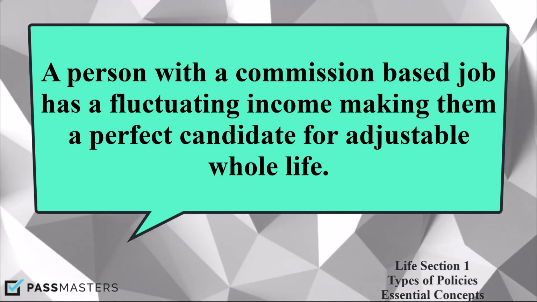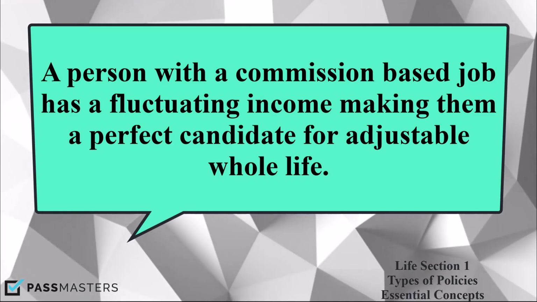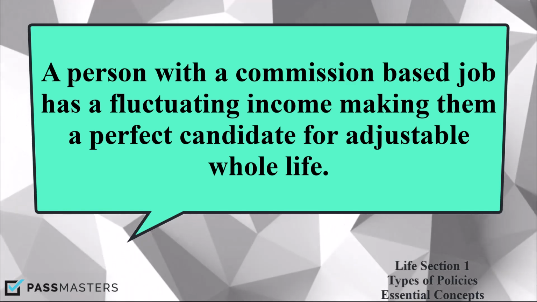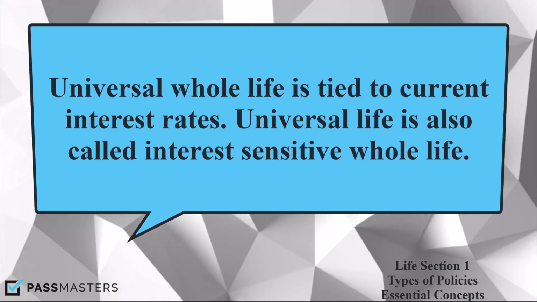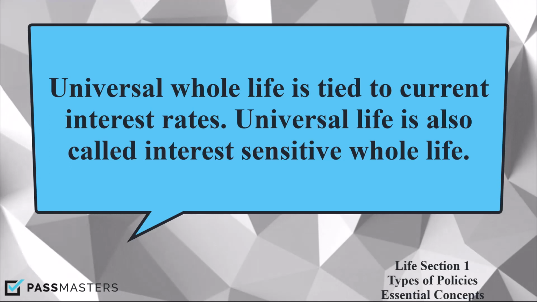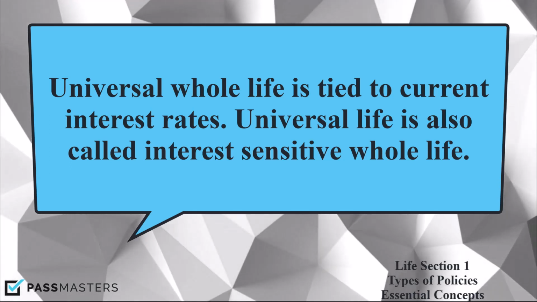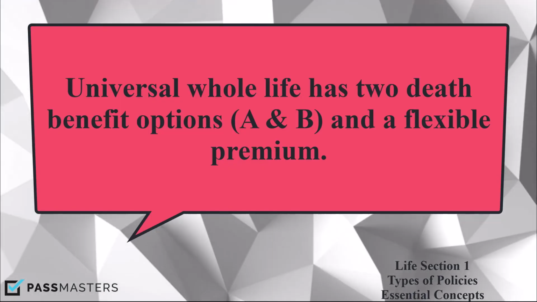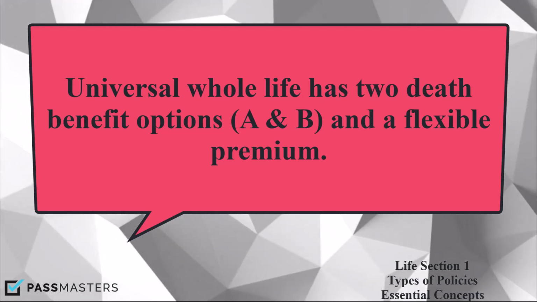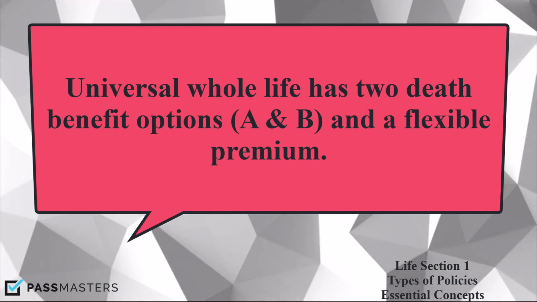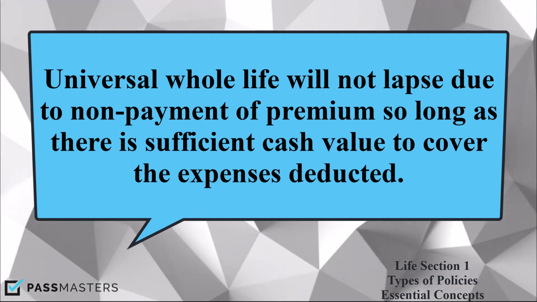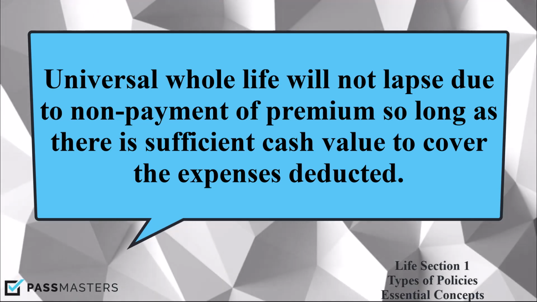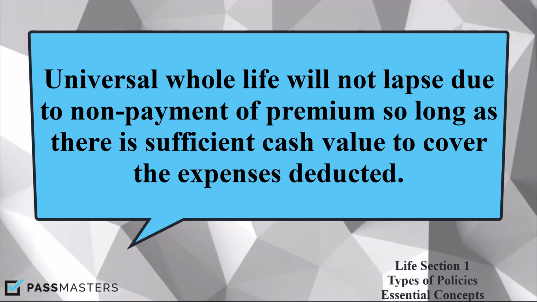A person with a commission-based job has a fluctuating income, making them a perfect candidate for adjustable whole life. Universal whole life is tied to current interest rates. Universal life is also called interest-sensitive whole life. Universal whole life has two death benefit options, A and B, and a flexible premium. Universal whole life will not lapse due to non-payment of premium so long as there is sufficient cash value to cover the expenses deducted.